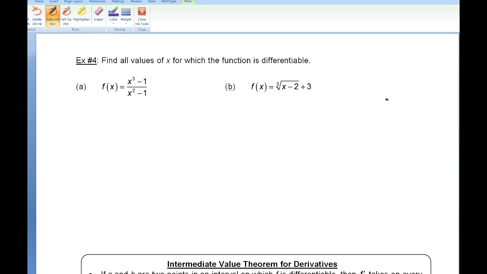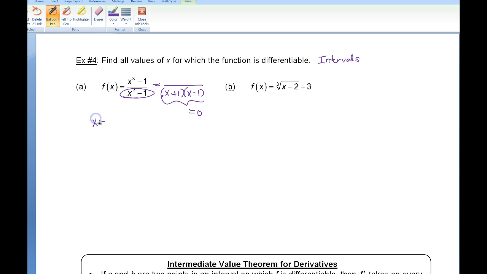Okay, find all values of x for which the function is differentiable. So I'm looking for intervals here. There's some of these on homework. Where you could graph this, but what I would just look at in the first one, it's a rational function. So consider where the denominator is undefined, those are going to be discontinuities. You could graph it. So it's not differentiable where this would be equal to 0.